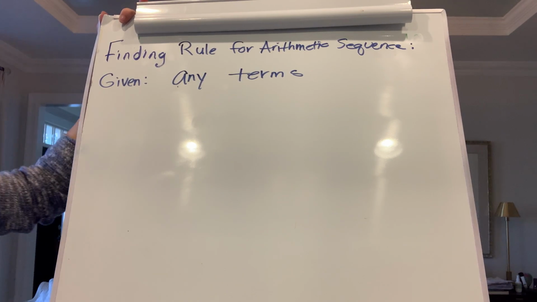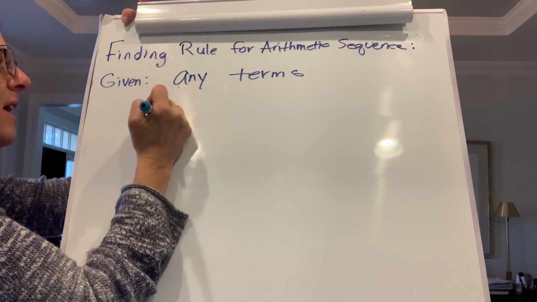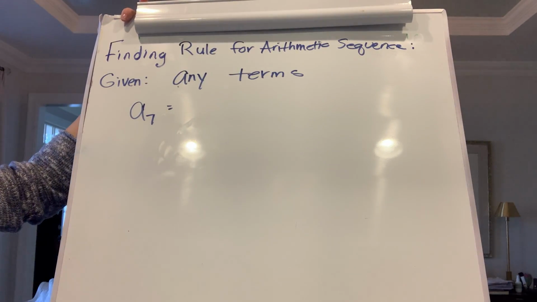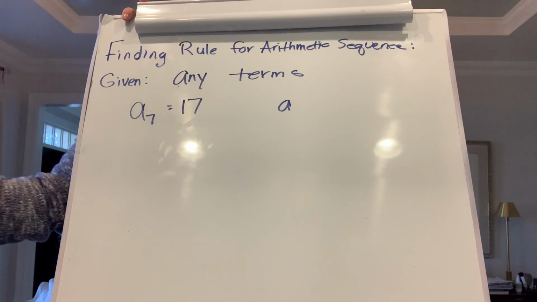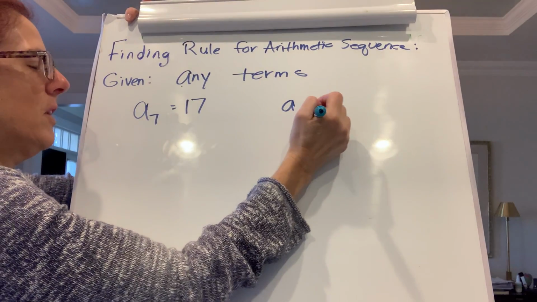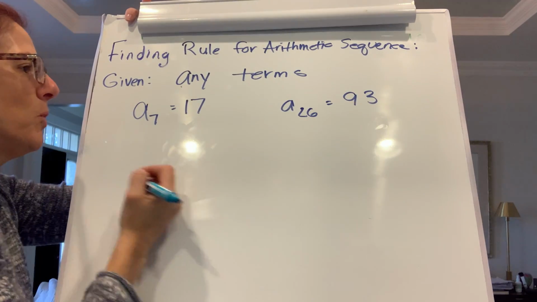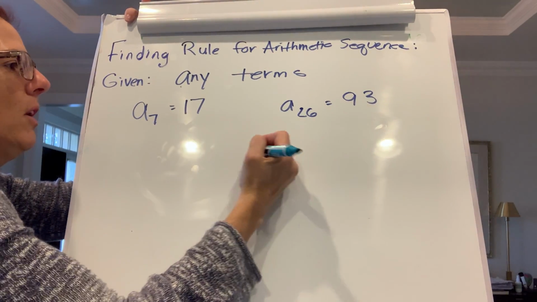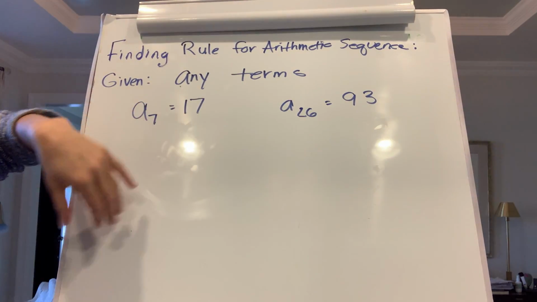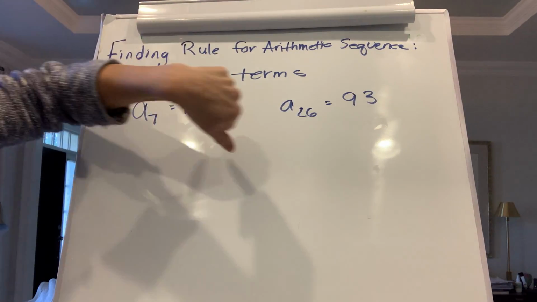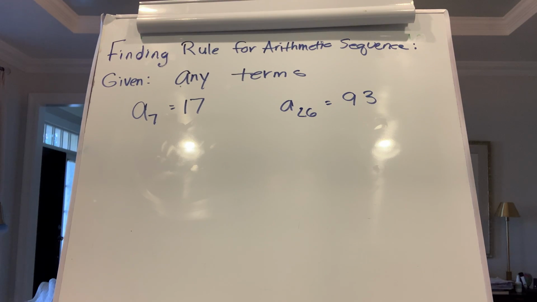So for example, if I told you that A7 equals 17 and A26 is 93, then remember in elementary school, you'd write 17 and then you put a bunch of lines in between to 93, and then you kind of work backwards to figure out how to get the rest of the numbers in between. Well, we don't want to do that with 26 places. So we're going to use our formula again.